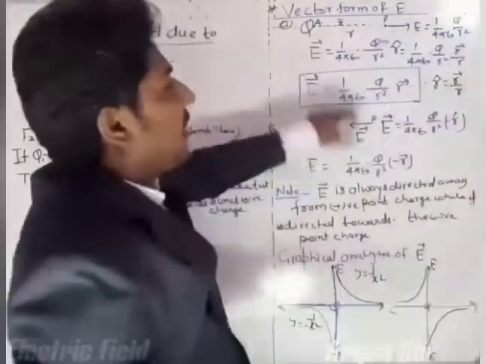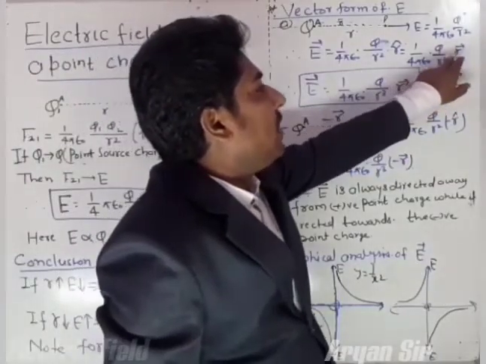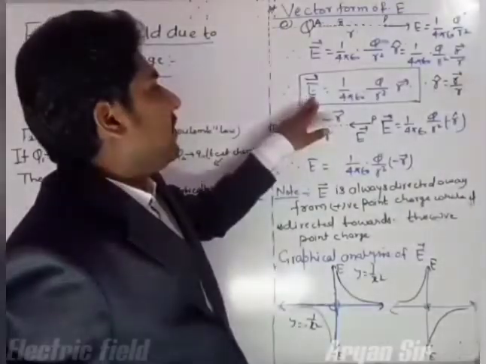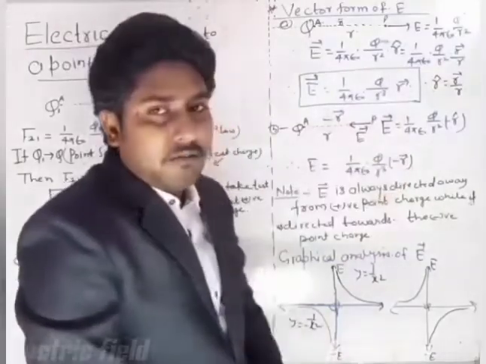So this expression can be written as 1 by 4 pi epsilon naught into Q by R square into R vector by R. Finally, in vector form we can write E vector is equal to 1 by 4 pi epsilon naught Q by R cube into R vector.